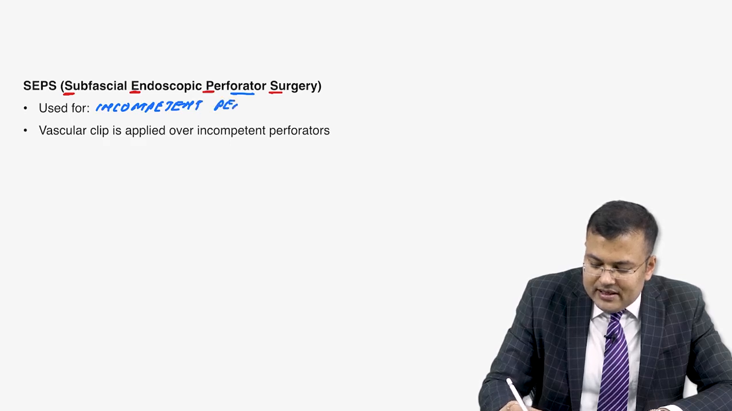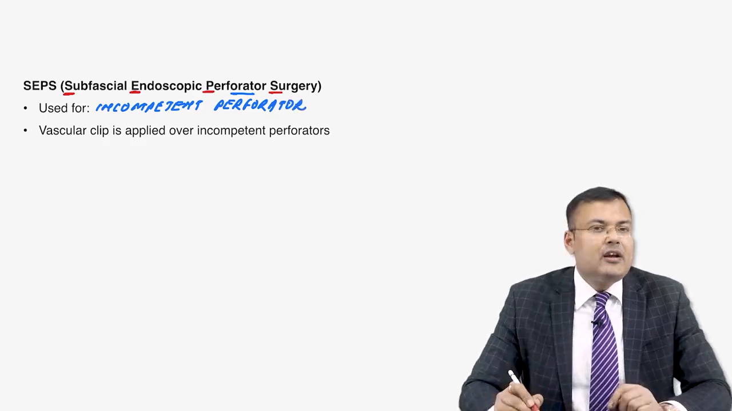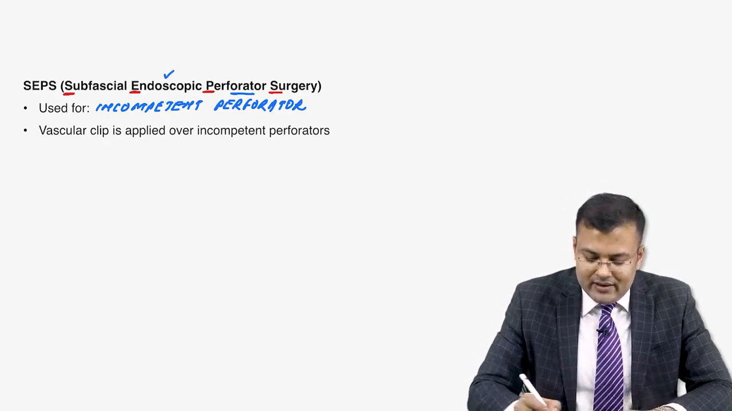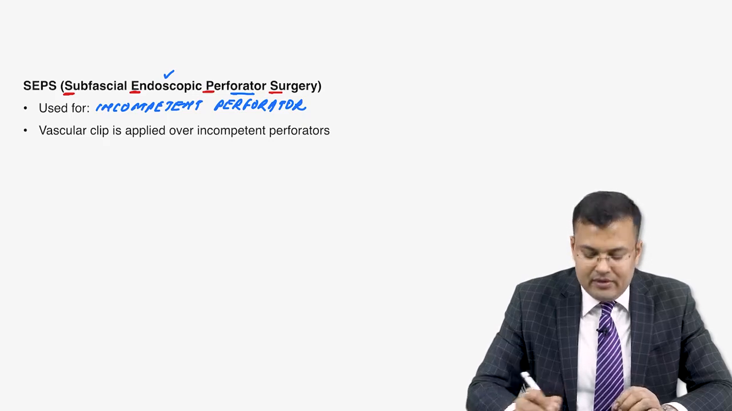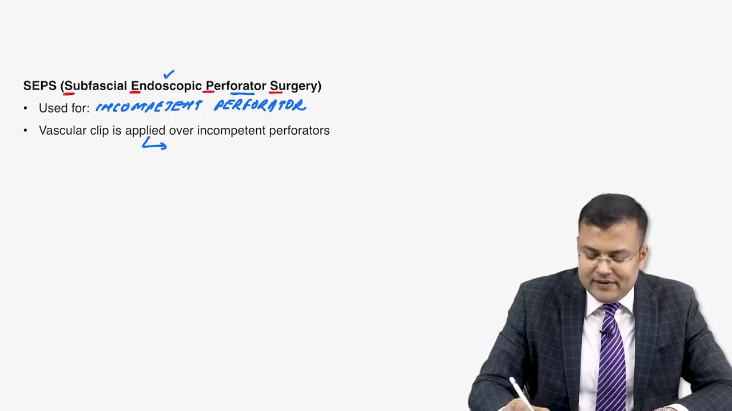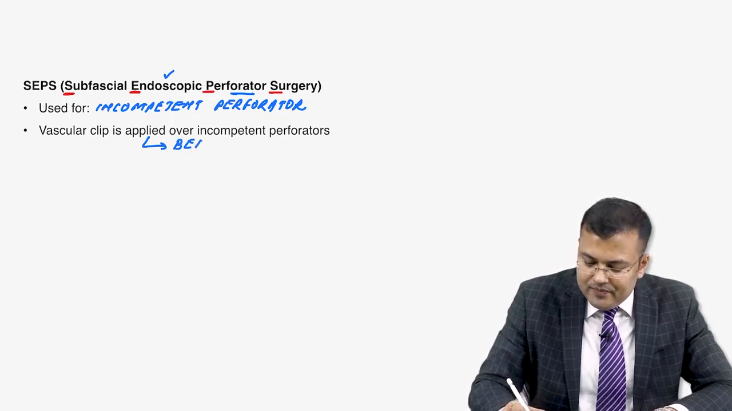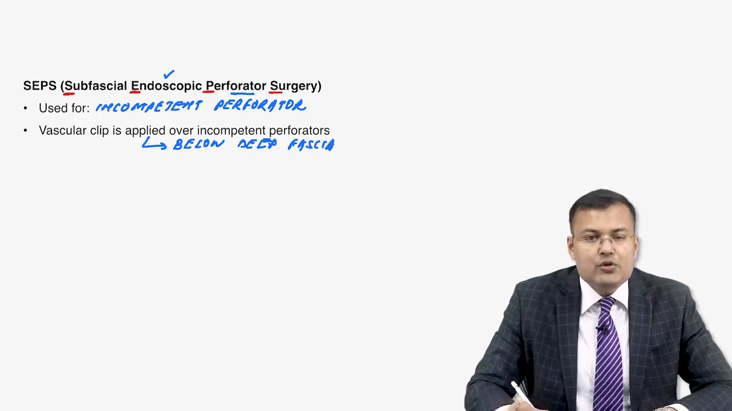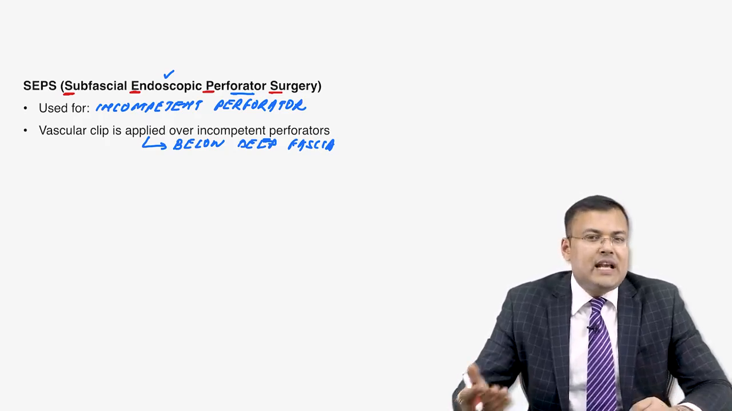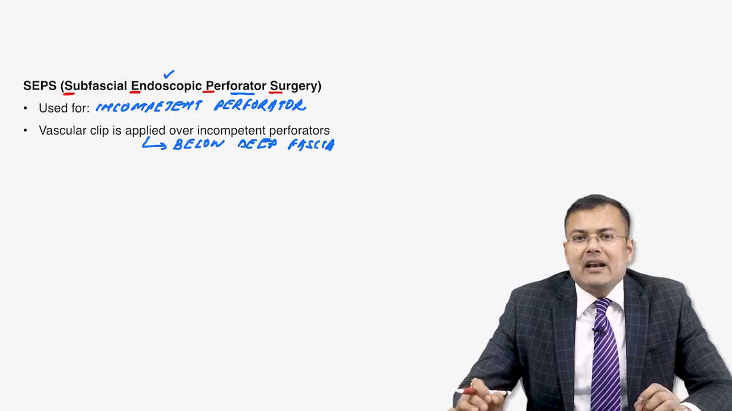See, everything is written in this term SEPS. Second, with the help of an endoscope, we are going to place a vascular clip, where subfascial means below the deep fascia. So where is the vascular clip applied? Over the incompetent perforator. Subfascial where? Below the deep fascia, with the help of an endoscope. So SEPS: subfascial, below deep fascia, with the help of an endoscope, perforators are ligated.